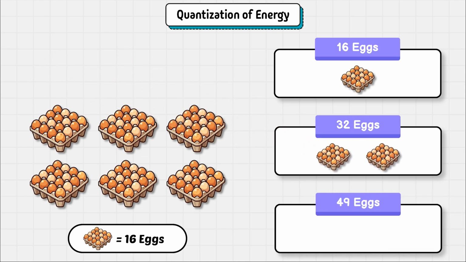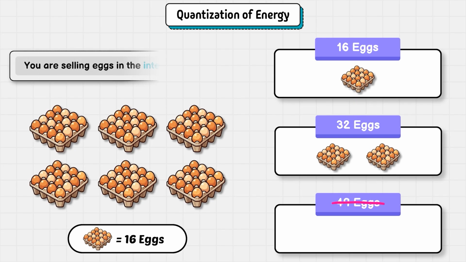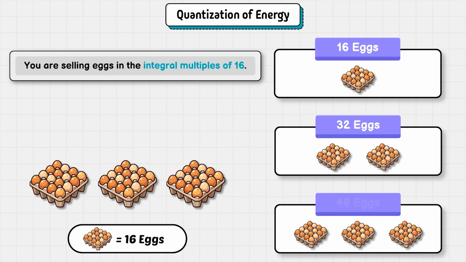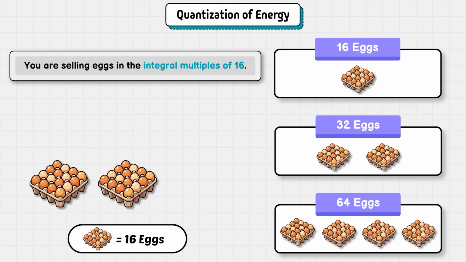Finally, I come along and ask for 49 eggs, but you tell me that now I can only buy eggs in the form of these boxes. So I can either take 3 boxes which give me 48 eggs, or I can take 4 boxes which give me 64 eggs. You cannot sell me 3 boxes and 1 individual egg.